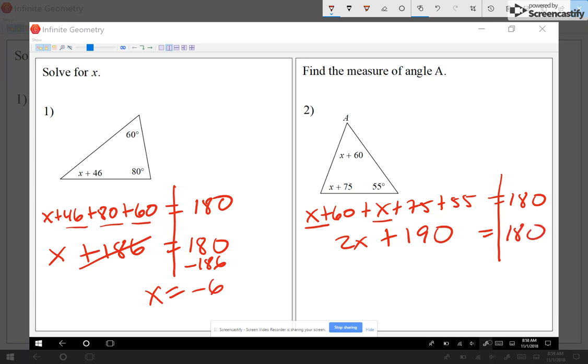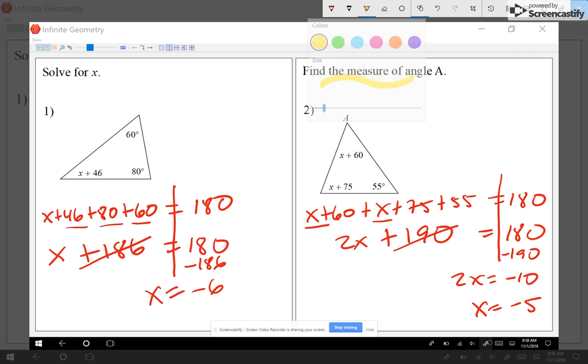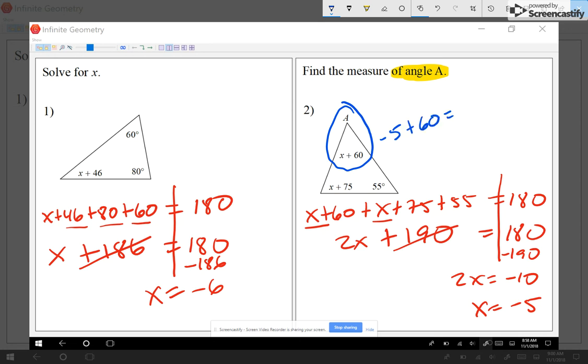Now, to get the 2x by itself, let me subtract 190 from each side. So we get that 2x is equal to -10. That means x must be -5. The only thing here is that I'm not asking for the value of x. I'm asking you to find the measure of angle A. I notice that angle A, at this corner, is x plus 60. So now that I know what x is, I'm looking at -5 plus 60, and that gives me 55.